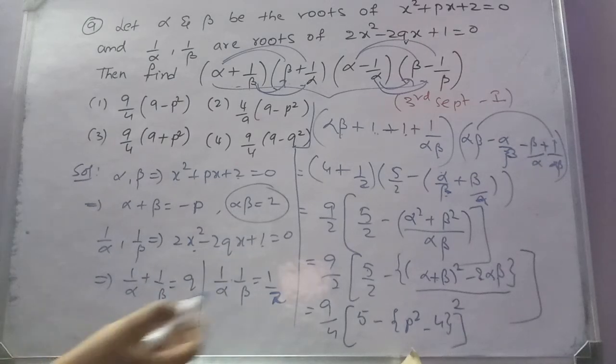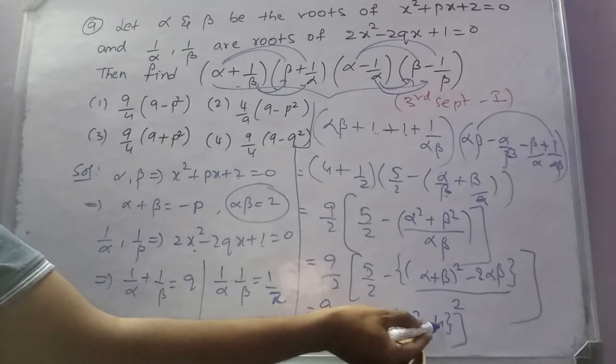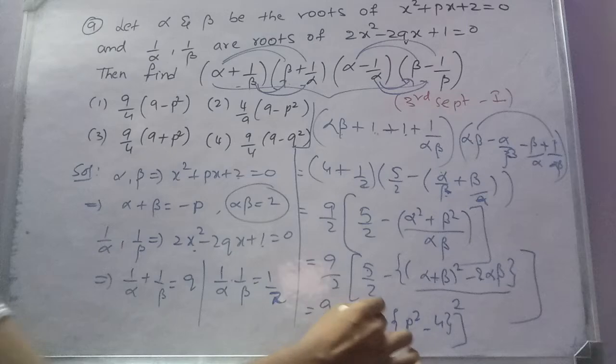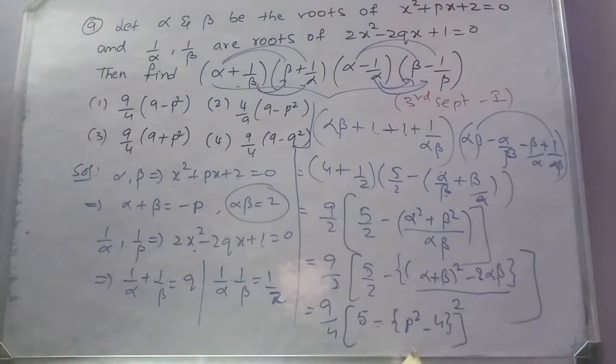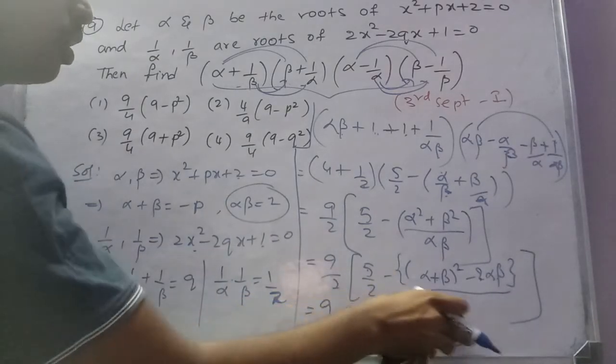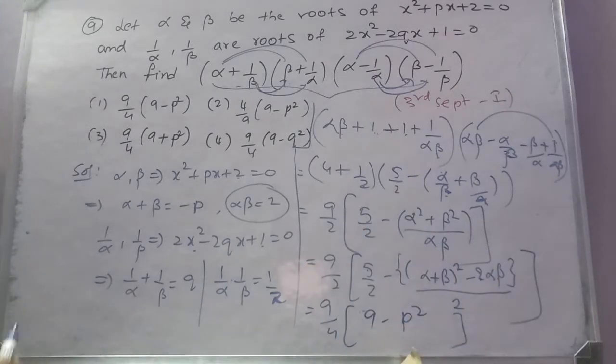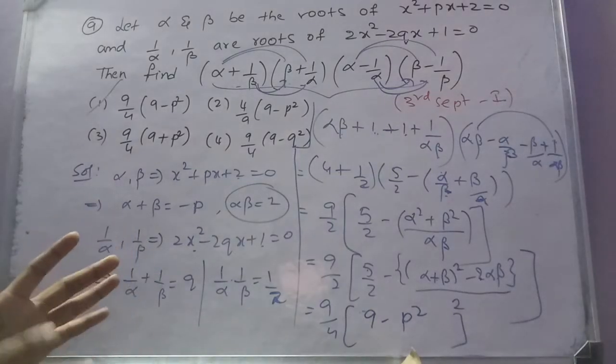So what is it, dear students? 5 minus into minus plus 4. 5 minus into minus plus 4 means 5 plus 4 only. So 5 plus 4 is 9. 9 minus p square. So that is it. So if you just solve this, you'll get what? 9 minus p square. So where is that option? 9 by 4 into 9 minus p square. So it is the first option. Just solve it, you'll get the answer. That's it. Right? I hope that you felt that this question is easy. We'll go to the next question.